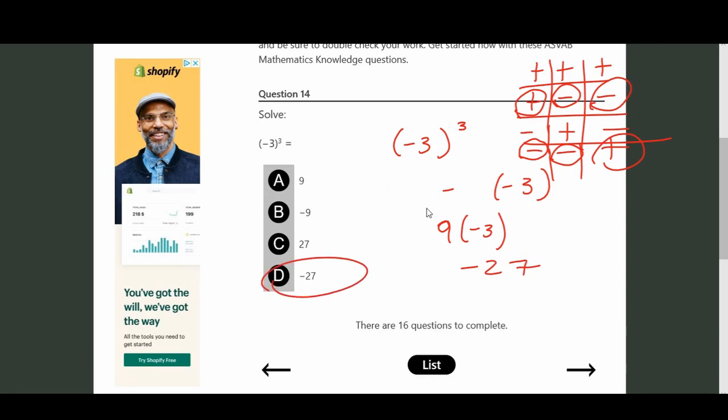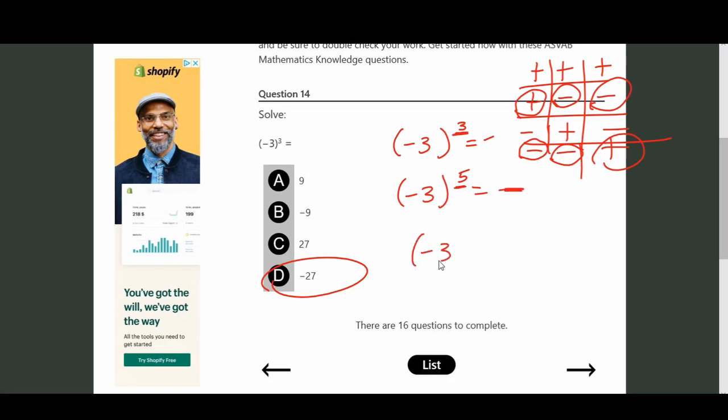Another easy way to remember this is like this. A negative raised to an odd power is always going to be negative. So negative 3 to the 5th. Negative 3 is raised to an odd power, so I know this is going to be negative. Negative 3 to the 9th. Again, 9 is odd, so I know this would be negative. Negative 3 raised to an even power is going to be positive. Negative 3 raised to 6, which is an even power, is also going to be positive.